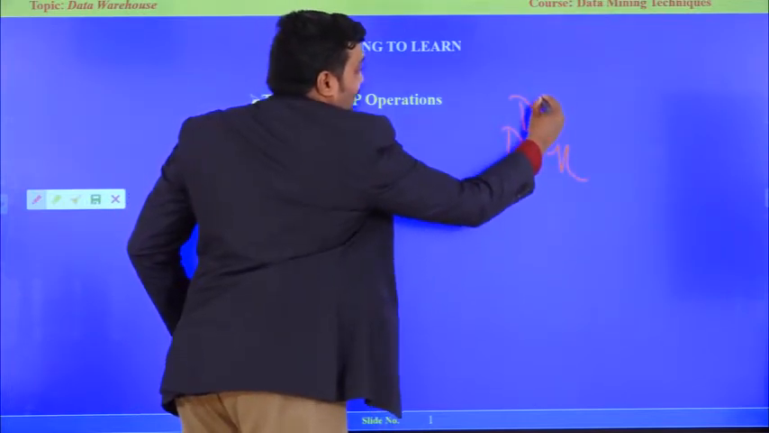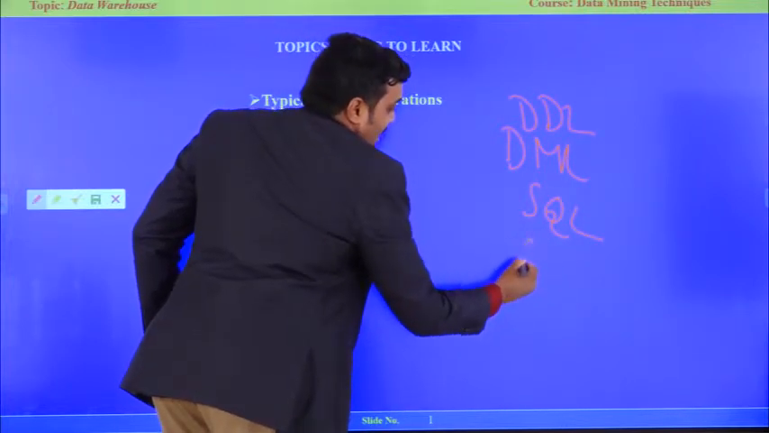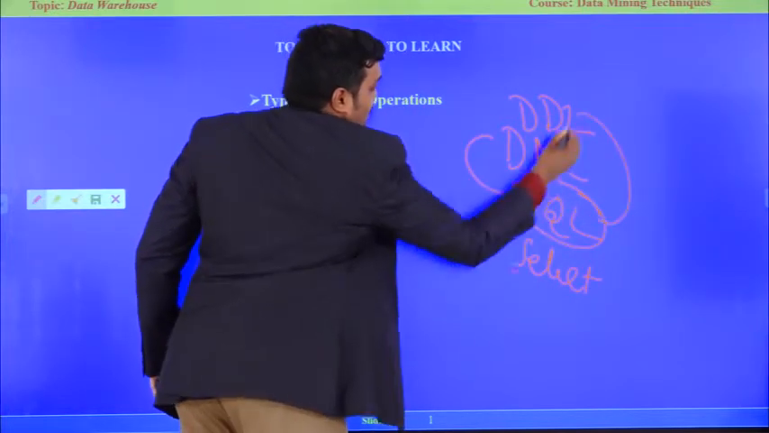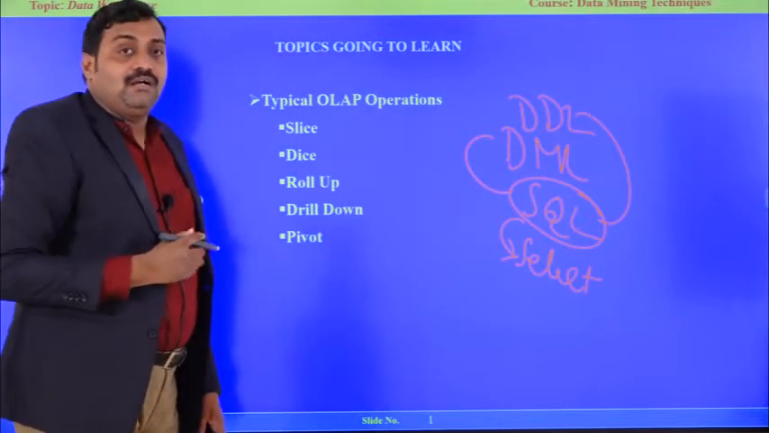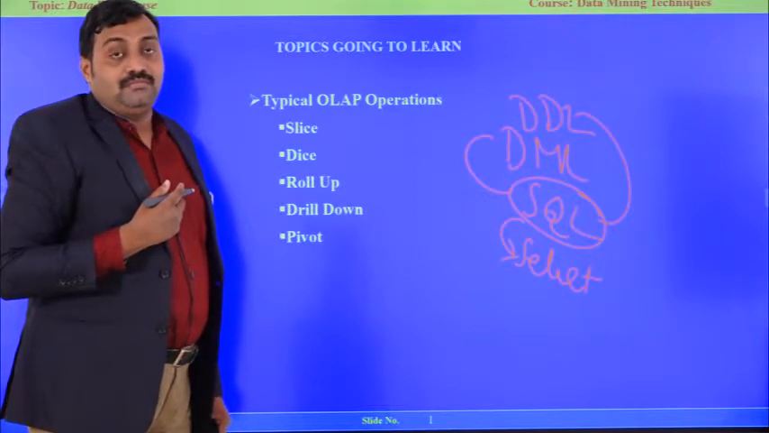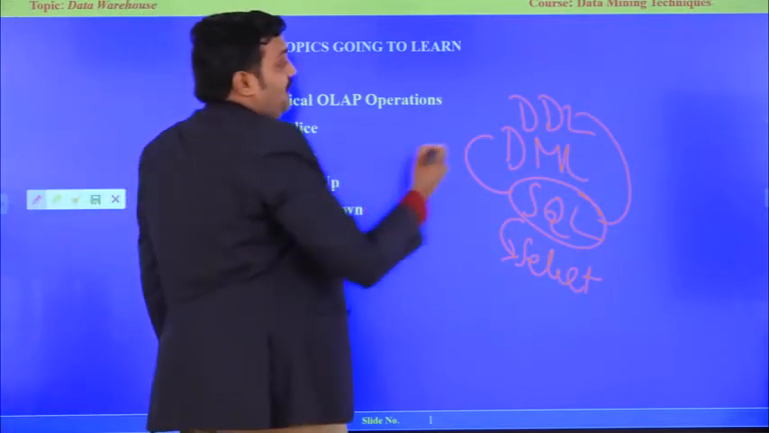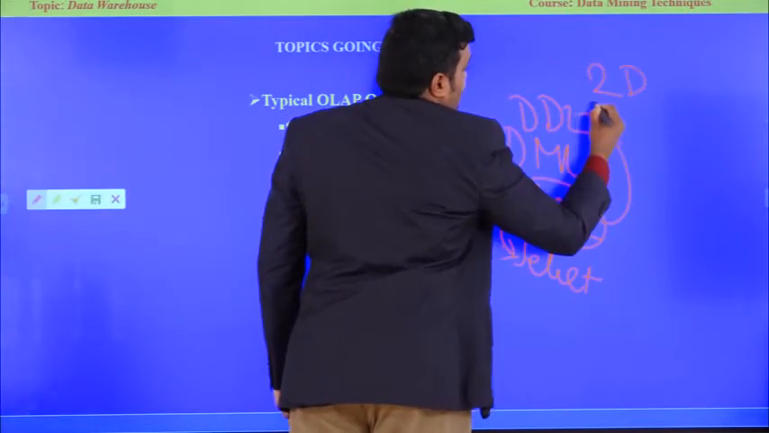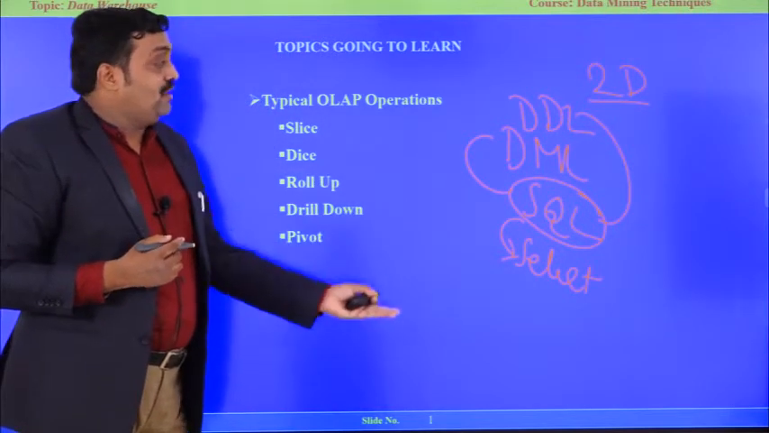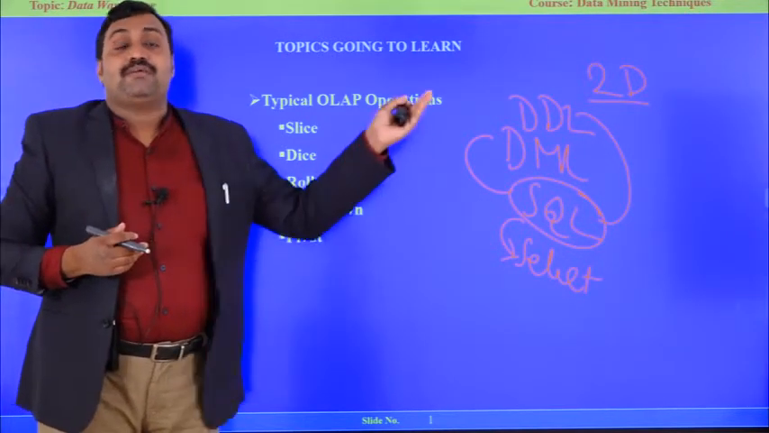We use DDL commands or SQL syntax, the SQL select query. With the help of SQL, we use these operations to retrieve data from the tables. Now, in case of a DBMS, we work with two-dimensional data. That's why it's easy to extract data with a select query, manipulate it with DML, or design a schema with DDL commands.